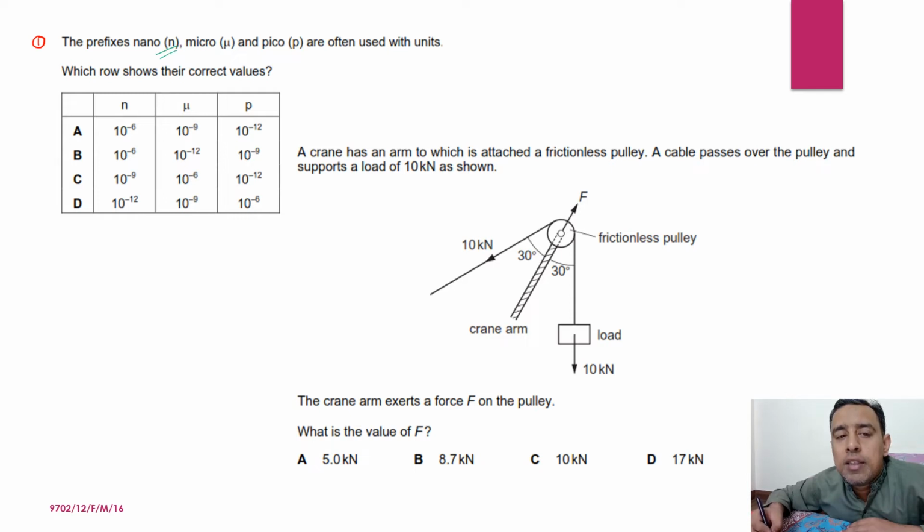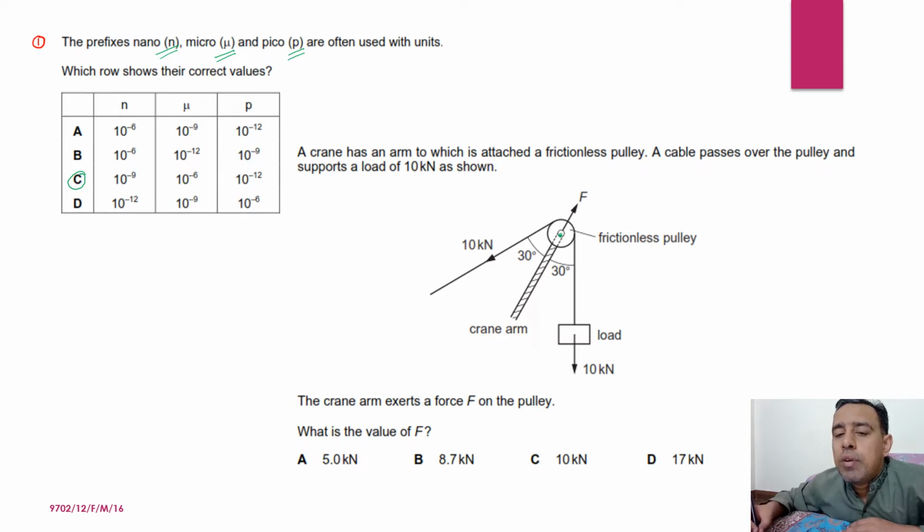Nano is 10 to the power minus 9, micro is 10 to the power minus 6, and pico is 10 to the power minus 12. So straight away option C is correct. Now in the next question, two forces are acting on a frictionless pulley, and another force F is acting at this point. This is the crane arm.